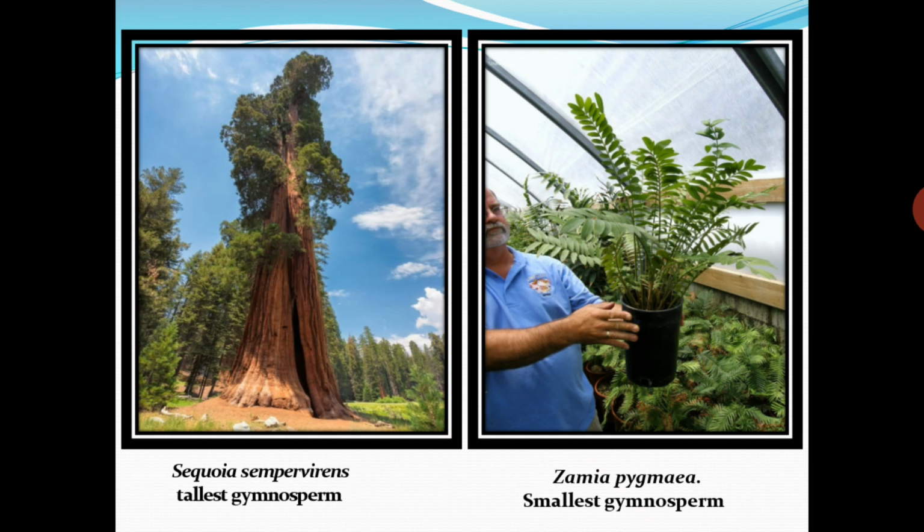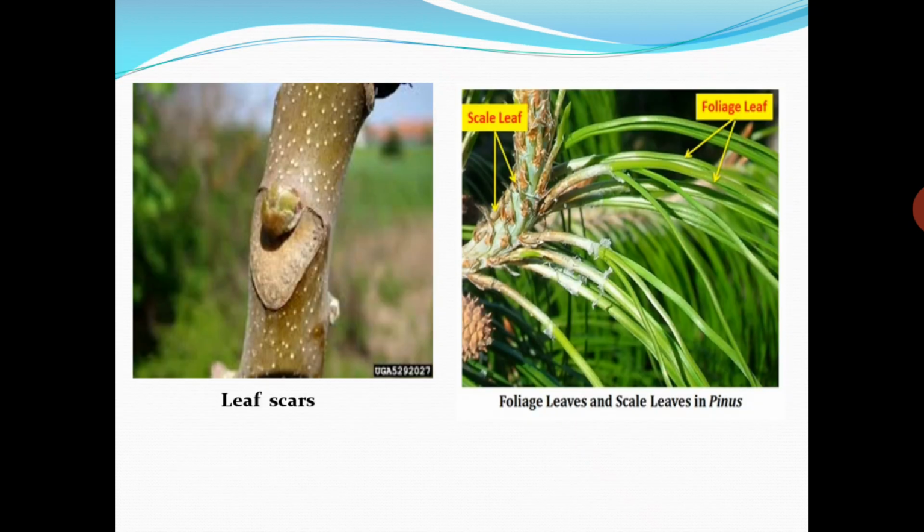Here you can see the tallest gymnosperm and the smallest gymnosperm. Largest is sequoia and smallest is zamia. In this picture you can see both. And here you can see leaf scars on the nodal region. A special structure present in gymnosperms is the leaf scar.